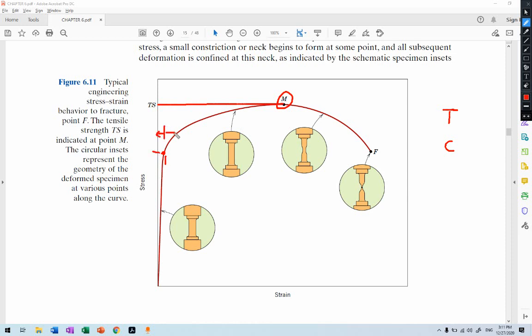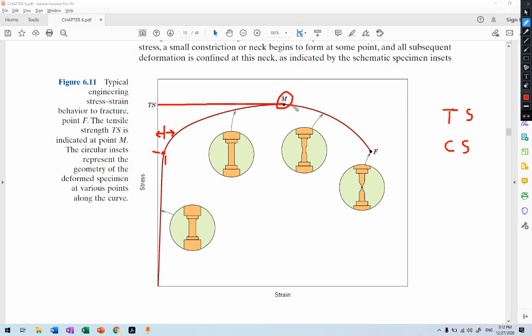That's something else. The name goes by tensile strength or compressive strength, so TS or CS, or you can just write tensile strength, compressive strength. If the curve is for tension, the highest point will be tensile strength. If the curve is for compression, we call it the compressive stress strain diagram, so the highest point we call compressive strength. Tensile strength, compressive strength, is the highest stress that the material can handle.